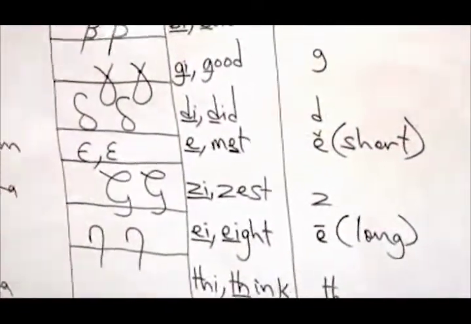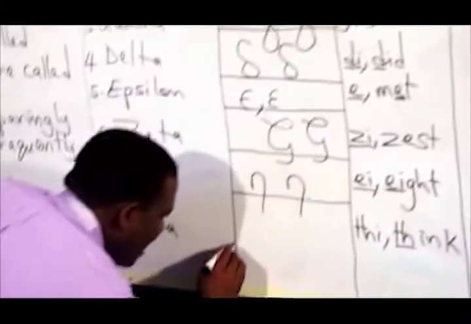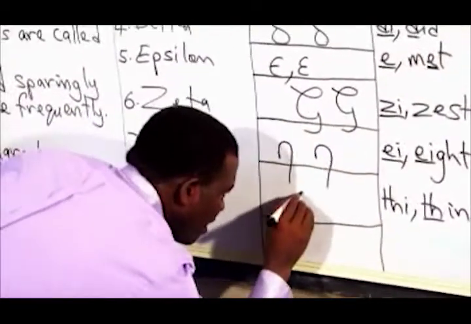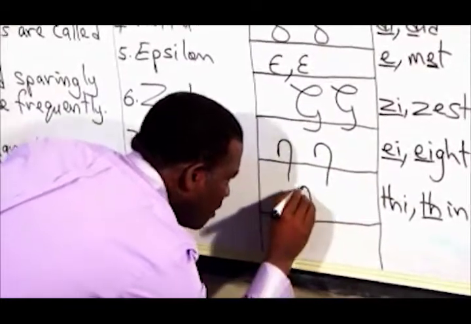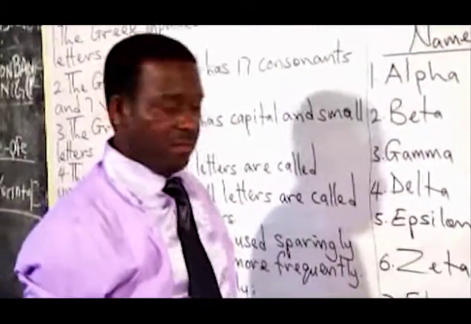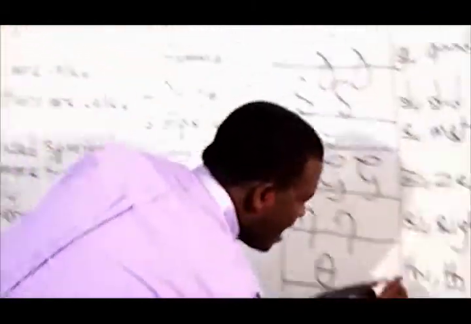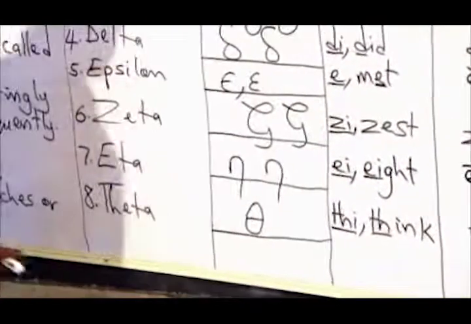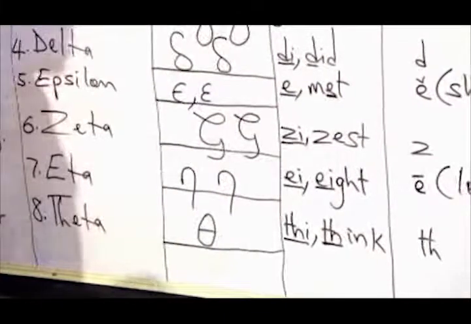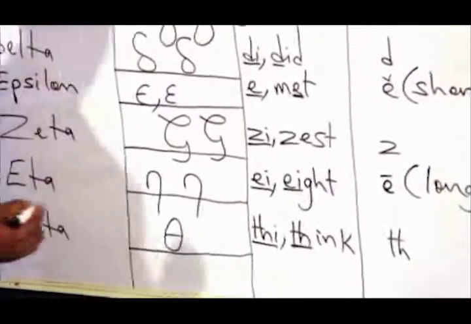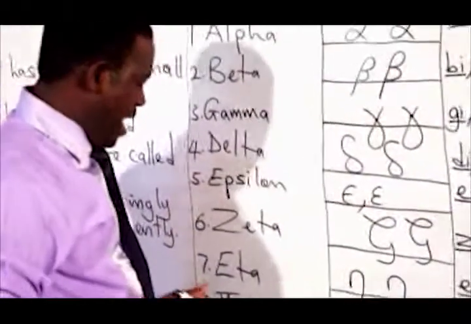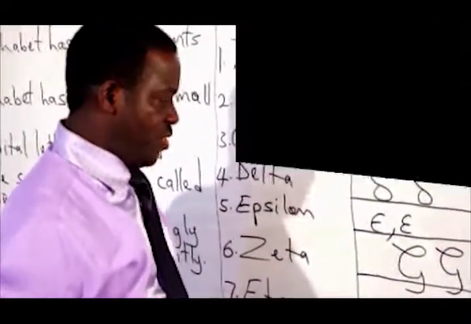The next one is theta. Your line again. To write theta is exactly how to write theta. Anything different from this is not theta. And theta sounds just as to pronounce the TH in think. Theta sounds as and is equivalent to our English TH.